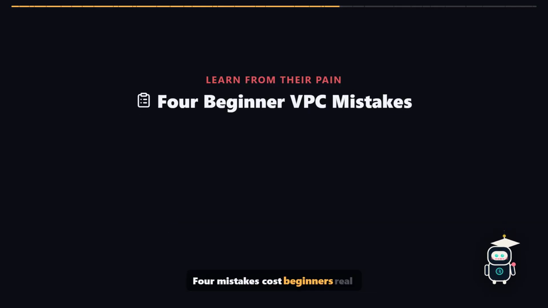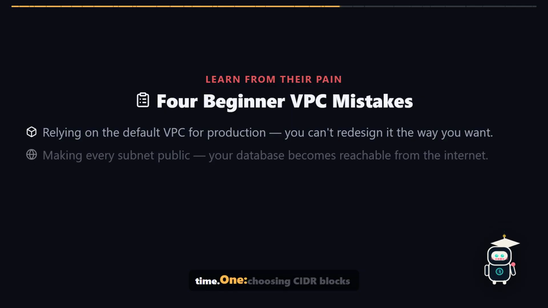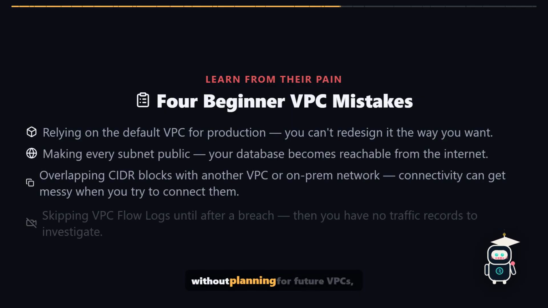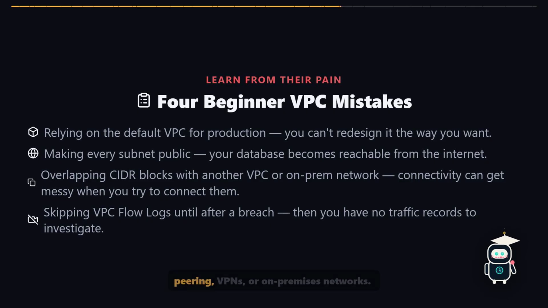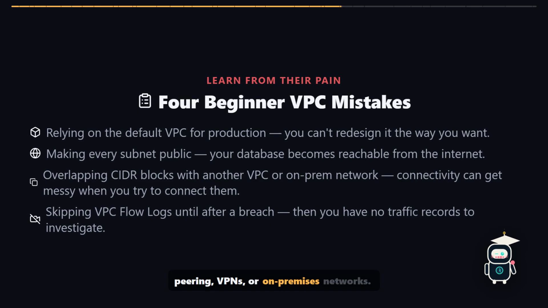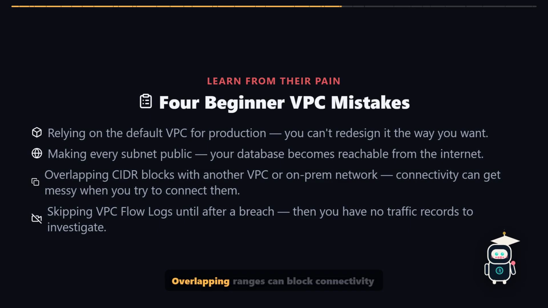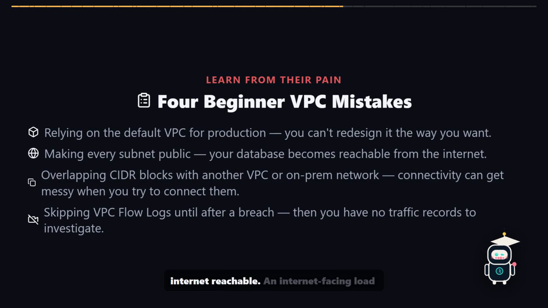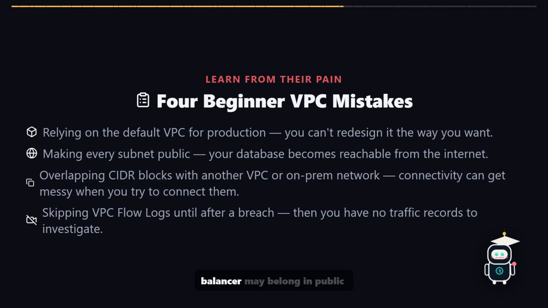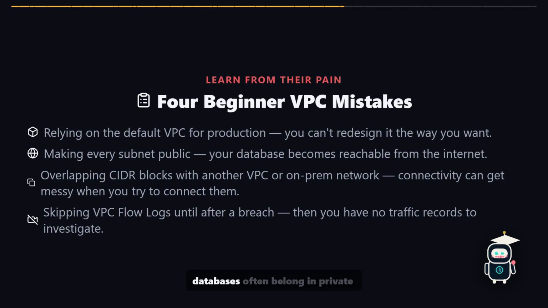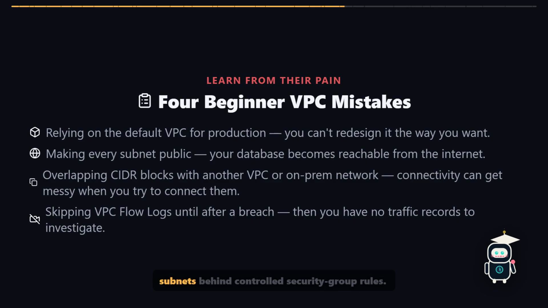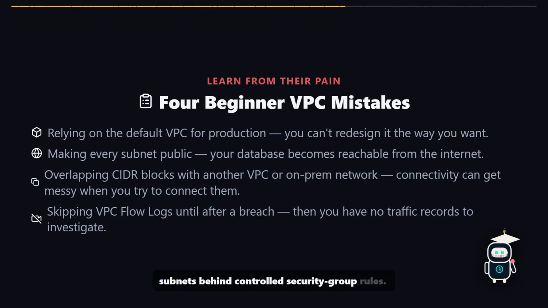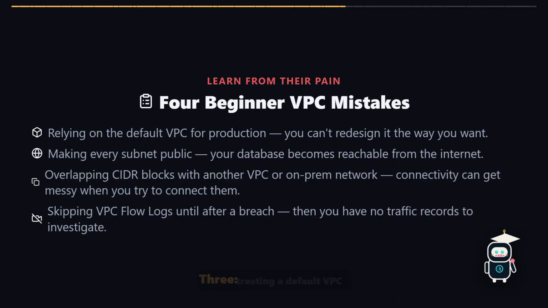Four mistakes cost beginners real time. 1. Choosing CIDR blocks without planning for future VPCs, peering, VPNs, or on-premises networks. Overlapping ranges can block connectivity later. 2. Making every workload internet reachable. An internet-facing load balancer may belong in public subnets, but application compute and databases often belong in private subnets behind controlled security group rules.